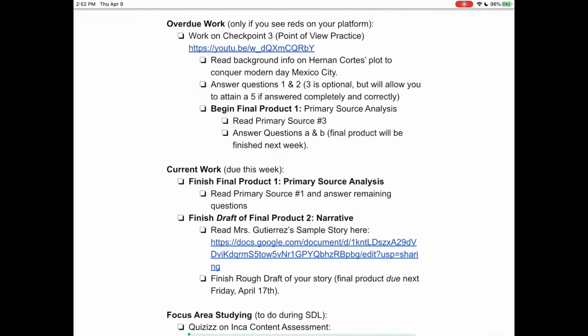Last week, just in a bit of review, we worked on checkpoint 3, which was your point of view practice, and you read background info on Hernan Cortez's plot to conquer modern day Mexico City. And I think the big takeaway here is that we had studied other documentation where the Spanish had told priests that their main mission in the quote-unquote New World, and what is modern-day Mexico, was simply to save the people, whether it be the Aztecs.